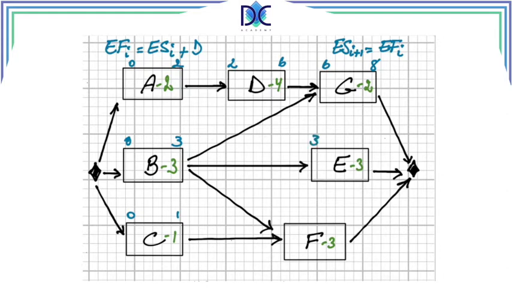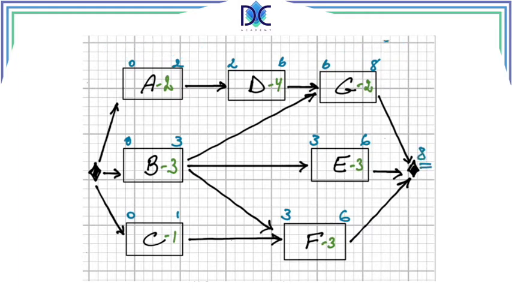We can continue with E. E has only one predecessor, B, so the early start of E is equal to the early finish of B, which is 3, and the early finish of E is the early start of E plus the duration, so 3 plus 3 is 6. For F, again, we have 2 predecessors, but we take the predecessor which has the highest early finish time, which is B, so the early start time for F is 3. 3 plus 3 gives us the early finish time, and we see that the project duration here is 8 periods.